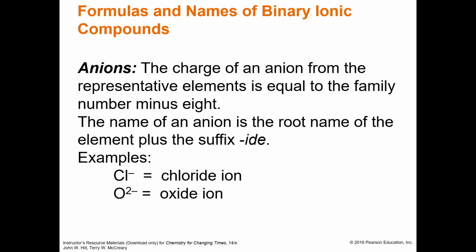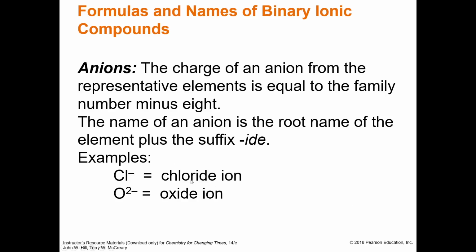Anions. The charge of an anion from the representative elements is equal to the family number minus 8. So the name of the anion is always going to have the root name of the element plus the suffix "ide." If you have a difficult time figuring out what the name would be, just try saying it. You won't be able to say it the incorrect way. The correct way you will always be able to say correctly. So for example, right here, this is family number 7, and so minus 8 would be a -1 charge. Another way of thinking about this is it's one step from being a noble gas, so it's a -1 charge. You gain 1 electron to be a noble gas.